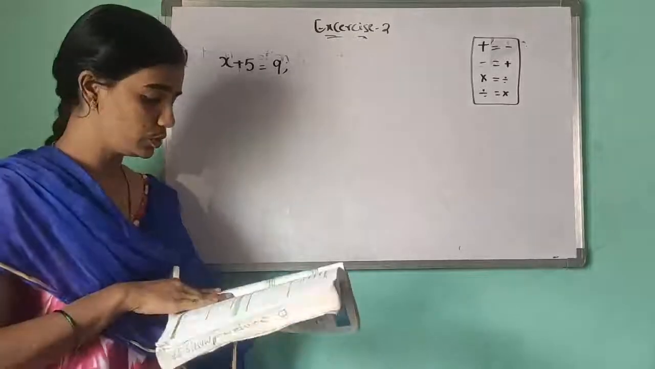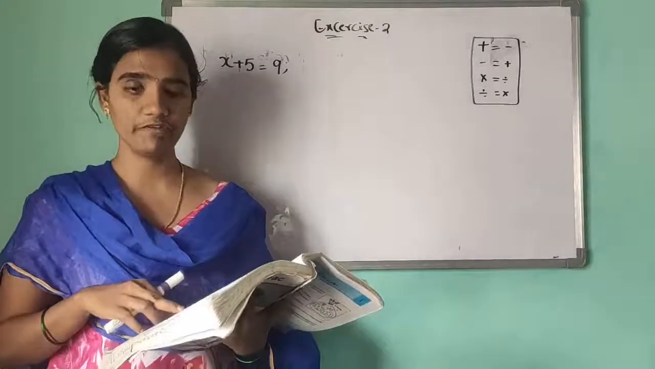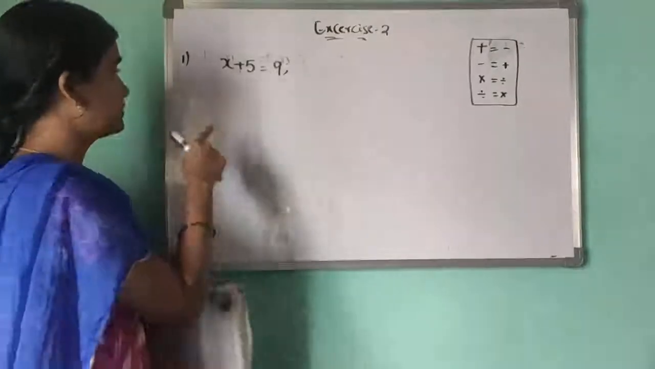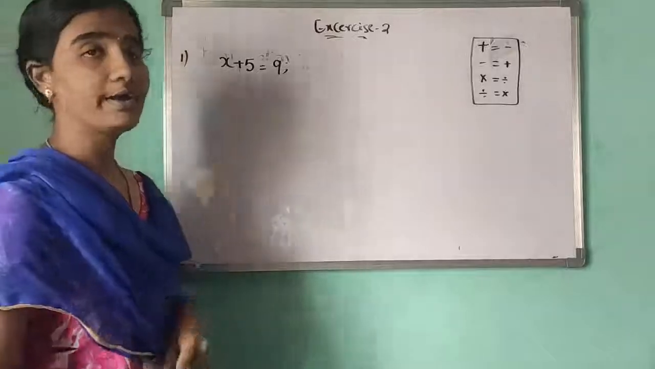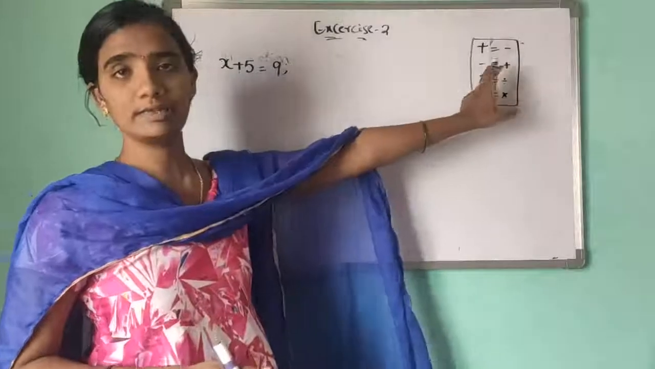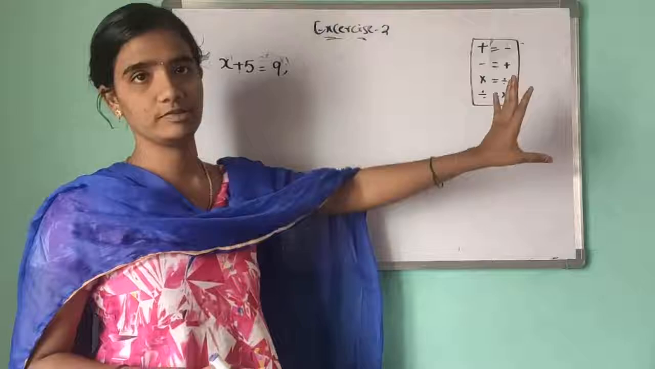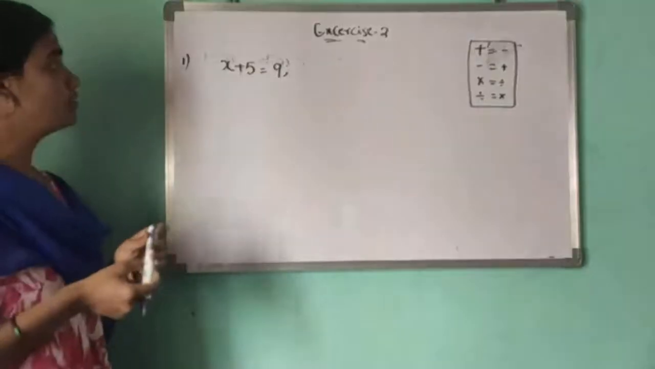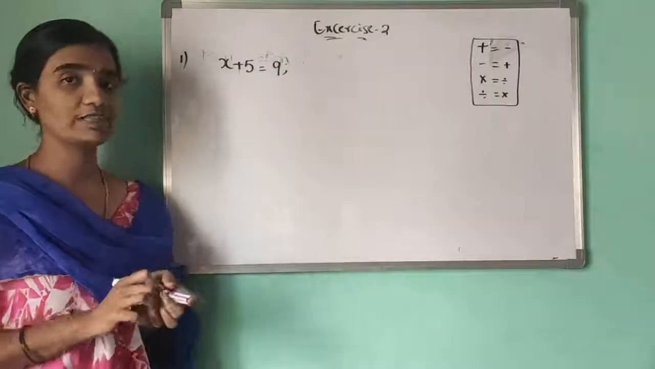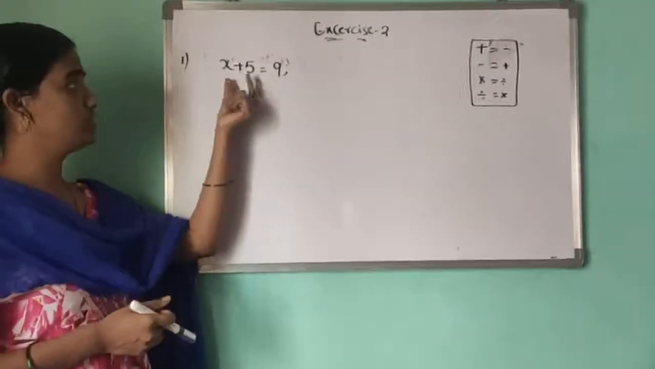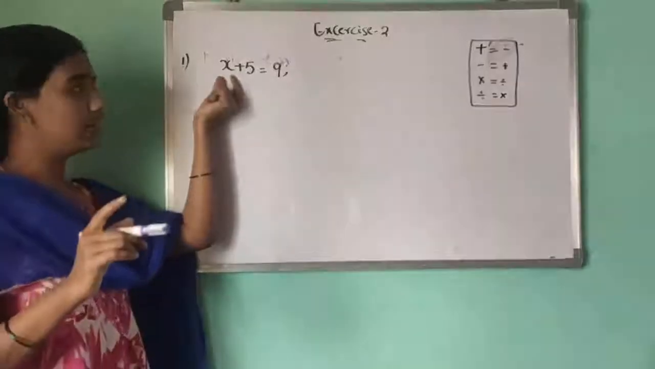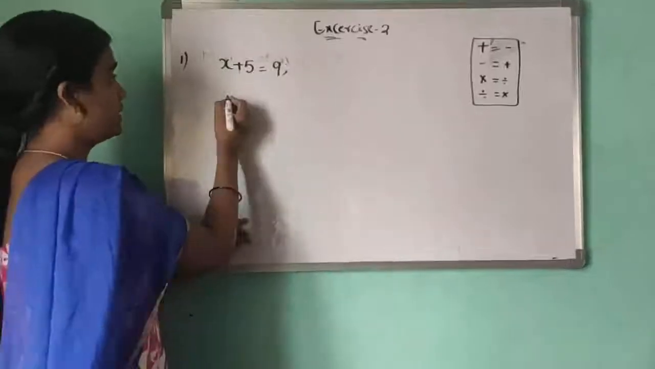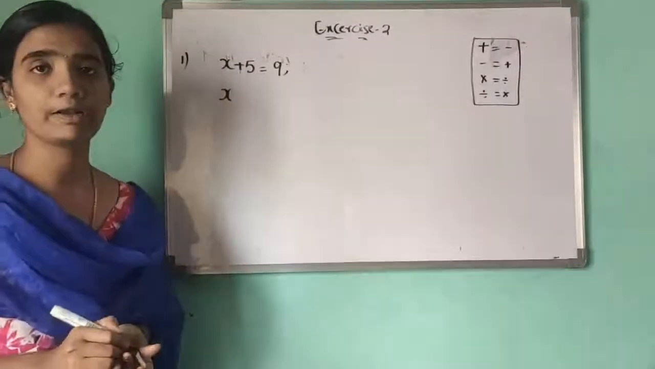Exercise number 2. Solve the following equations by transposing and check your results, right? Here the first sum is x plus 5 is equal to 9. We already know the rules for transposing, so by using them we have to solve. Here we have to find the x value. Why do we have to find the x value? See, in this given equation, x is the only letter; the others are numbers, right? So we have to find the x value. How can we find the x value?